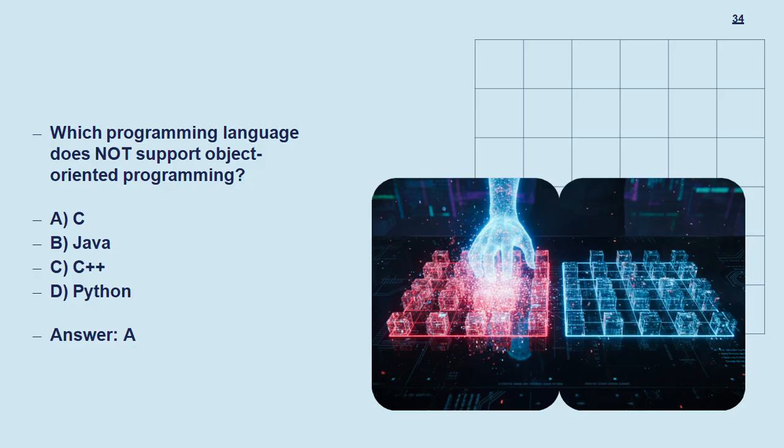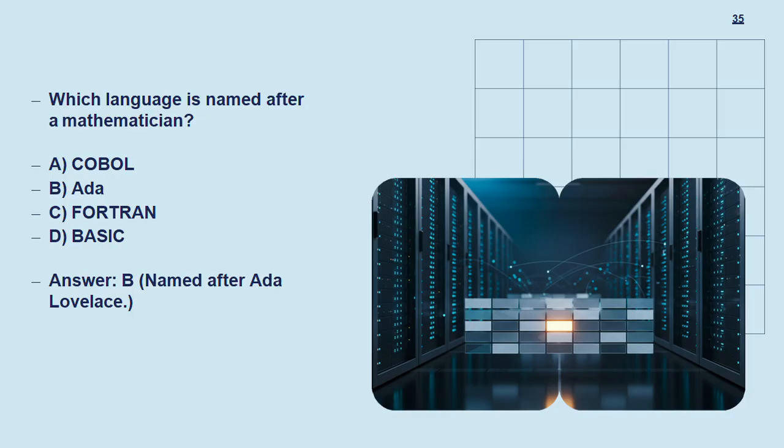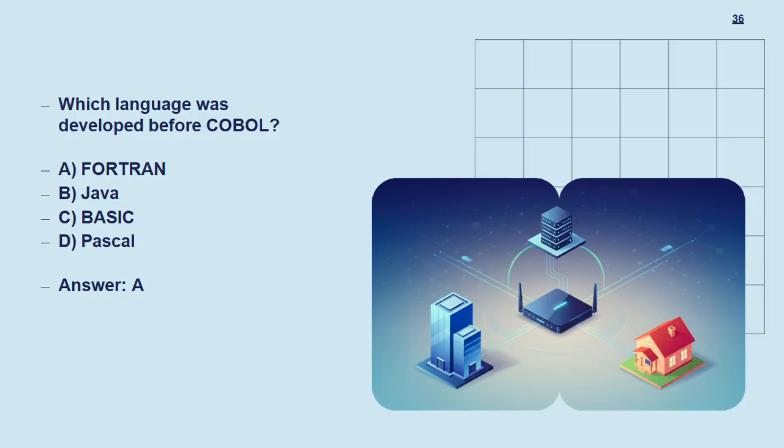Next question is, which programming language does not support object-oriented programming? So option number A, C doesn't support object-oriented programming. So next question is, which language is named after a mathematician? So Ada Lovelace was a mathematician, and after her the language Ada got its name. So next question is, which language was developed before COBOL? So the correct answer here is Fortran, which is used for scientific and mathematical calculations.